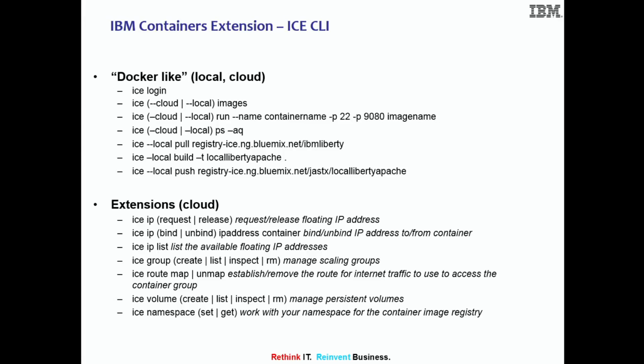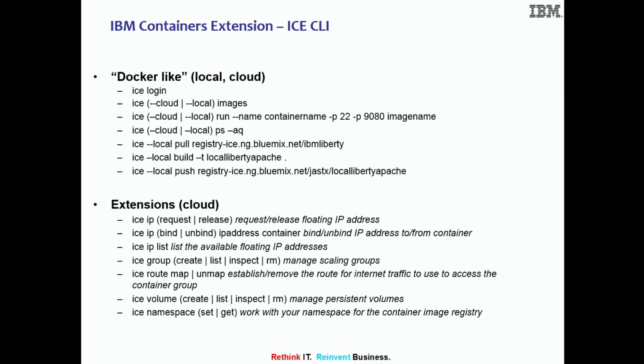The other group of commands is the extensions, the real extensions, switches and commands that do not exist in Docker. This is a group of commands with IP here that are used to manage IP addresses, so you can bind or unbind public IP addresses, internet IP addresses, to your Docker containers. You can request or release IP addresses from your pool of addresses, or list what IP addresses you have available.